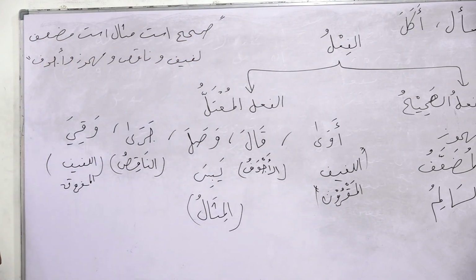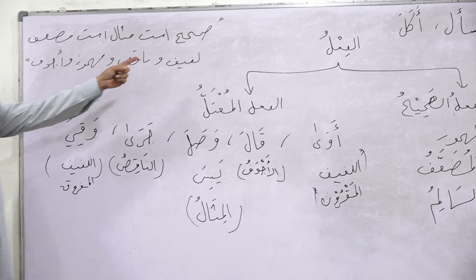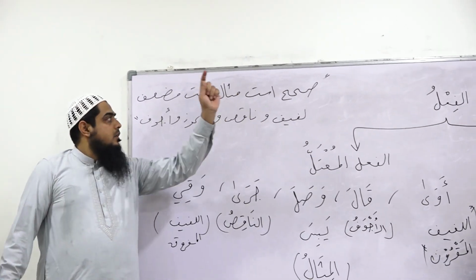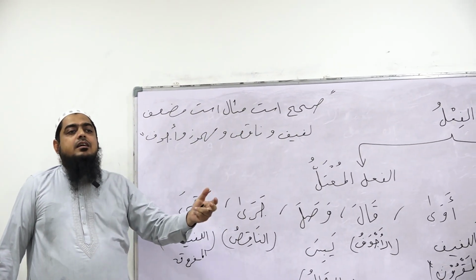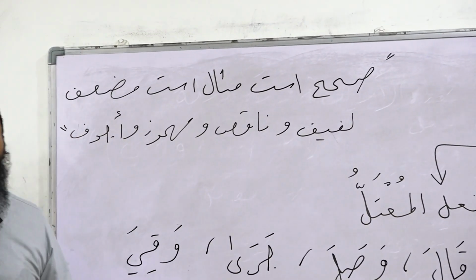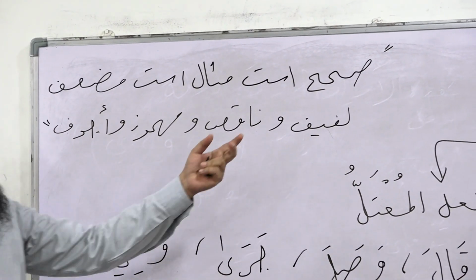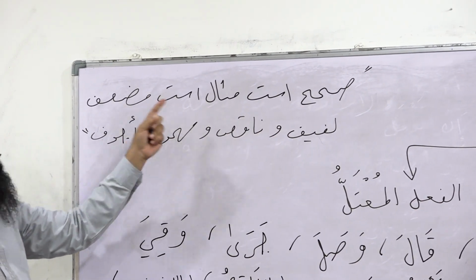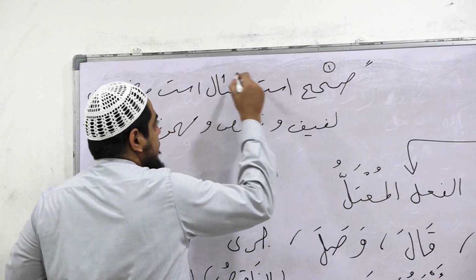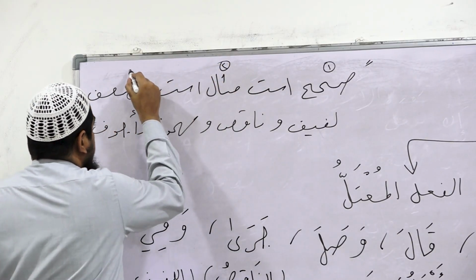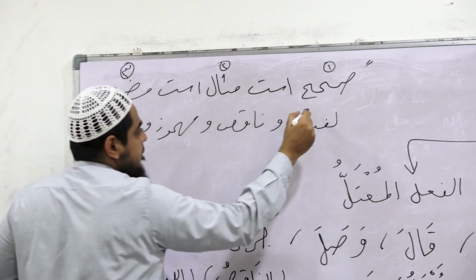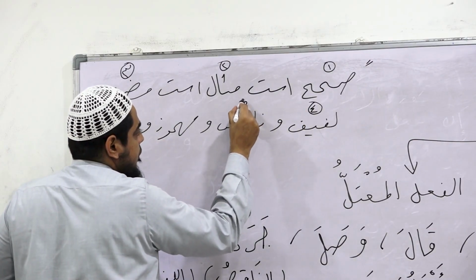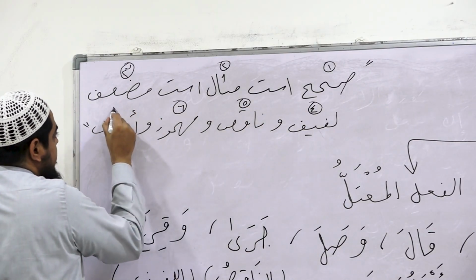Sahih ast, misal ast, mudha'af, lafifo, naqiso, mahmuzo, ajwaf. So you have all the varieties there. Sahih ast: what's the meaning of ast? Ast in Farsi is like saying 'is' in English. What we say in Urdu, hai. Sahih ast, misal ast, mudha'af. 1, 2, 3, 4, 5, 6, 7.